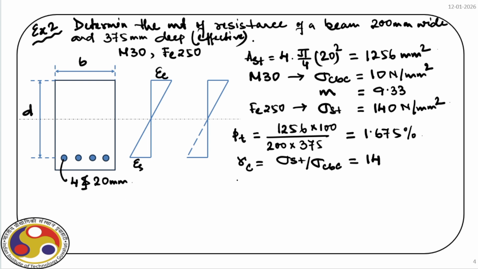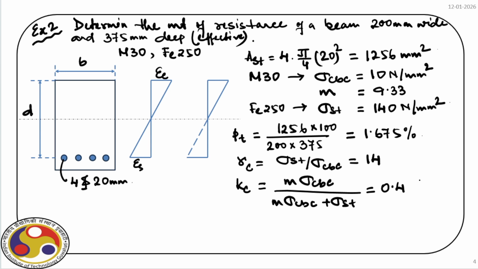So KC is equal to M sigma CBC divided by M sigma CBC plus sigma ST. And if you put the values, what you will get is KC is equal to 0.4. Now, we can also find out the location of the neutral axis NC, which is equal to KC times D. So we have 0.4 times 375, so it is 150 millimeter.